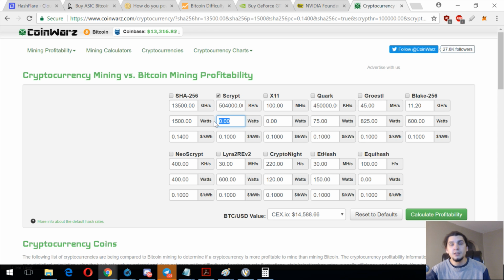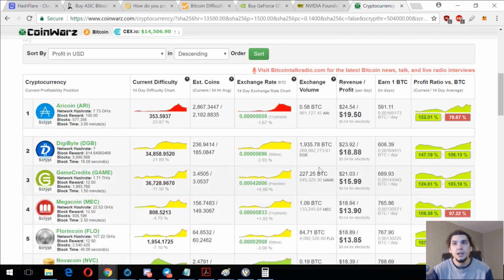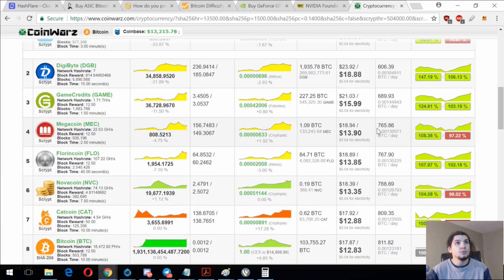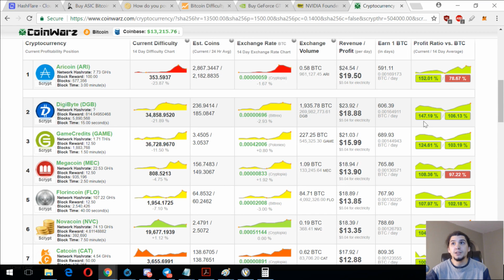And then again, it uses the same power supply, so it's 1500 watts, and I'm about 14 cents a kilowatt. Calculate profitability, and we look at this, and the best coin, which right now is pumped up pretty high. Look at a lot of these, even Digibyte's pretty high, but look at that. The most profitable one is $20 a day.